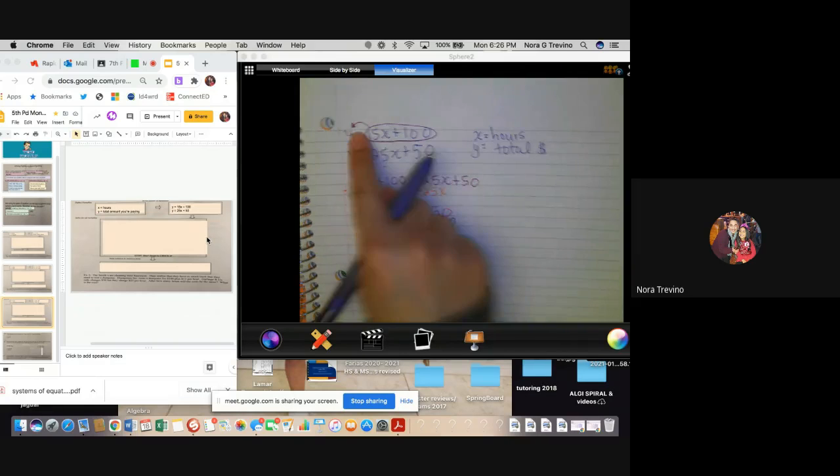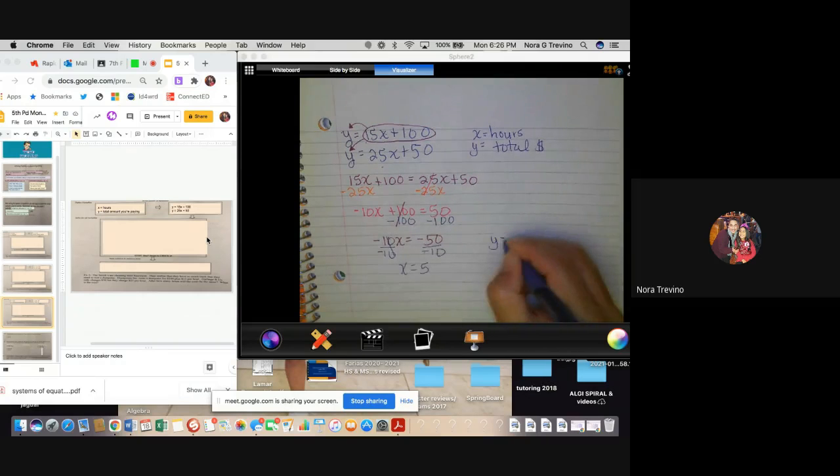Okay, so now I need to find the Y, and you pick whichever equation you want. I'm going to pick the top one. Y equals 15x plus 100. Y equals 15 parentheses 5 plus 100. 15 times 5 is 75 plus 100, then Y is 175. So my solution is 5, 175, but what did it mean?